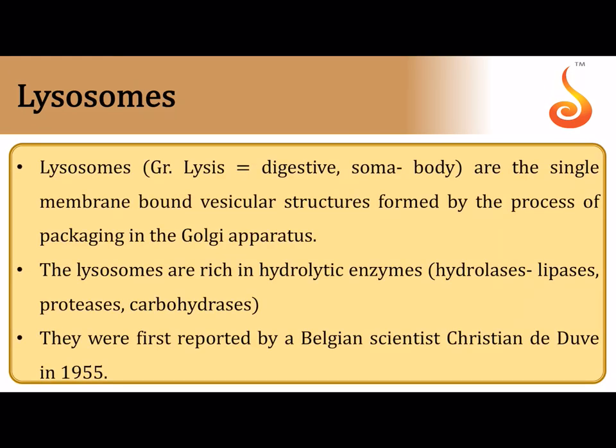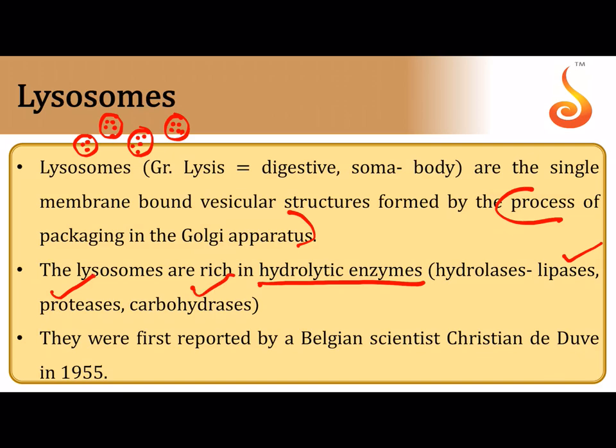Lysosomes originate from the Golgi complex, and these lysosomes are nothing but small sac-like structures. These are vesicles which are bound by a membrane, and remember they are formed by the Golgi apparatus. Inside the lysosome they contain very important digestive enzymes which are referred to as the hydrolytic enzymes, which help in the breakdown of lipids, proteins, and carbohydrates. They were first reported by Christian de Duve in the year 1955.